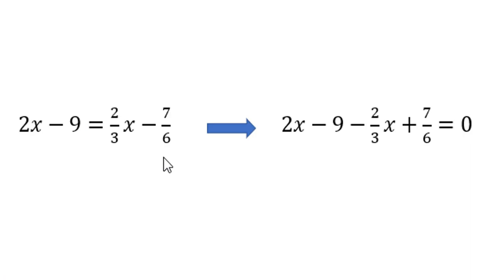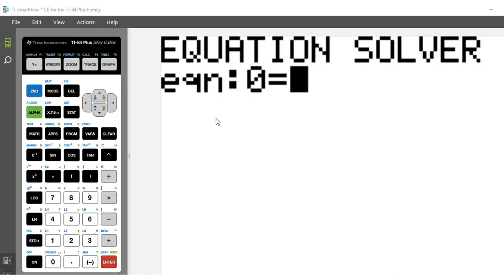Look at this example. We have 2x minus 9 equals 2 over 3x minus 7 over 6. If you want to use equation solver, you have to change into equal 0 form. So you can move everything to the left side, get 2x minus 9 minus 2 over 3x plus 7 over 6 equals 0. Remember, when you cross the equal sign, you have to change the sign. Now we will put this into the equation solver.